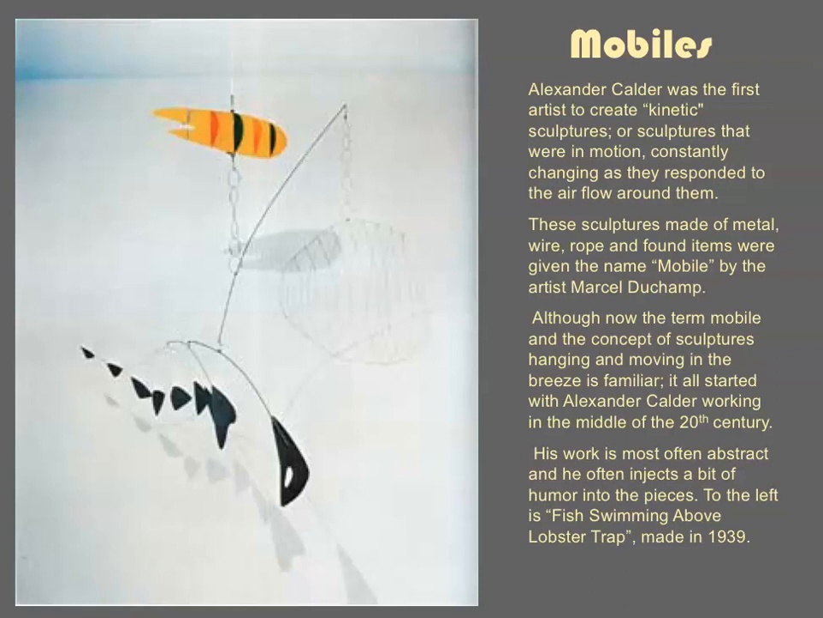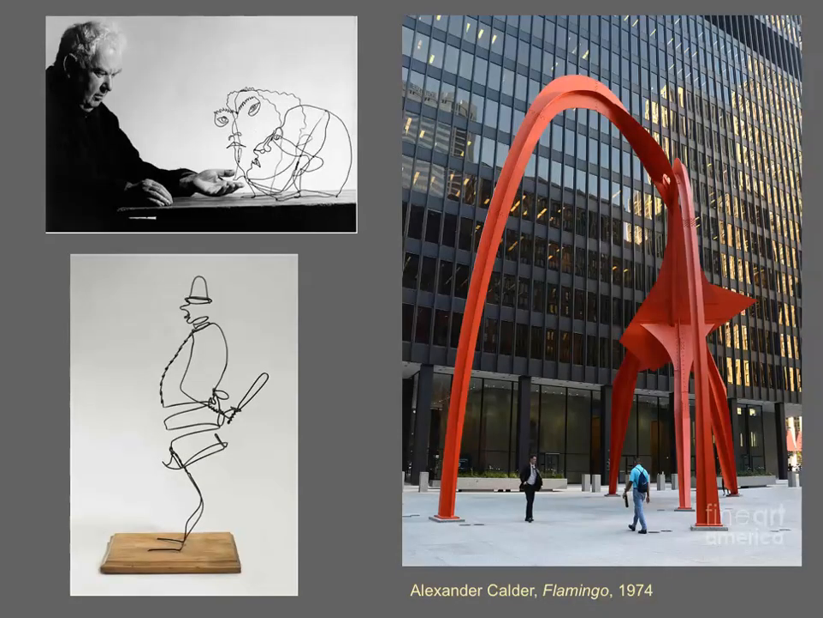His work is primarily abstract, and he also often injects a little bit of humor into his pieces. This one is called Fish Swimming Above a Lobster Trap. Hey, but what else did this guy do? Let's check it out. Well, on the right, we have his Flamingo of 1974.